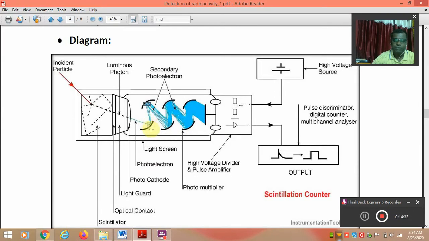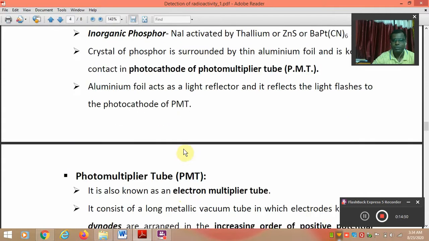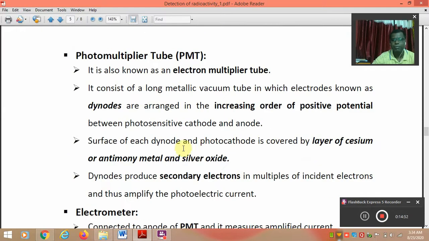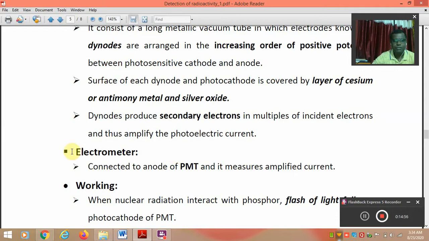So whatever electrons are incident on this diode, more electrons will be ejected from this diode. The greater the number of electrons incident on this diode, the greater the number of electrons ejected. These are called secondary electrons, and this process is called the multiplication of electrons. So this multiplication of electrons takes place with the help of the diodes of this photomultiplier tube, and the third component is called the electrometer.